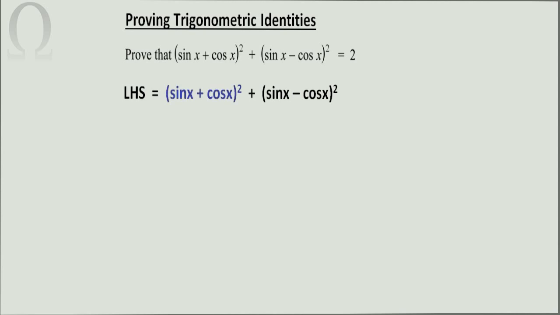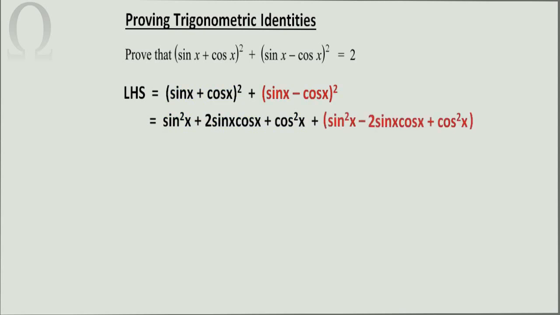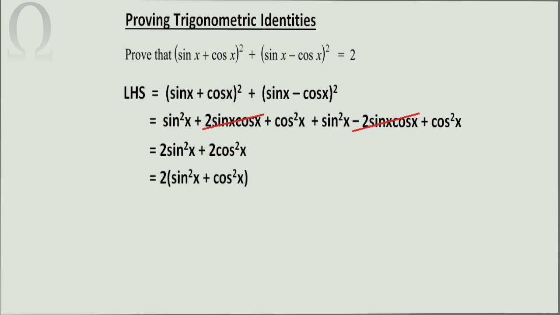Sin x plus cos x, all squared, equals sin squared x, plus 2 sin x cos x, plus cos squared x. And sin x minus cos x, all squared, equals sin squared x, minus 2 sin x cos x, plus cos squared x. Simplifying that gives us 2 sin squared x, plus 2 cos squared x. We can now take out a common factor of 2 from both terms. Sin squared x plus cos squared x equals 1, which means that the left-hand side equals 2, which equals the right-hand side.